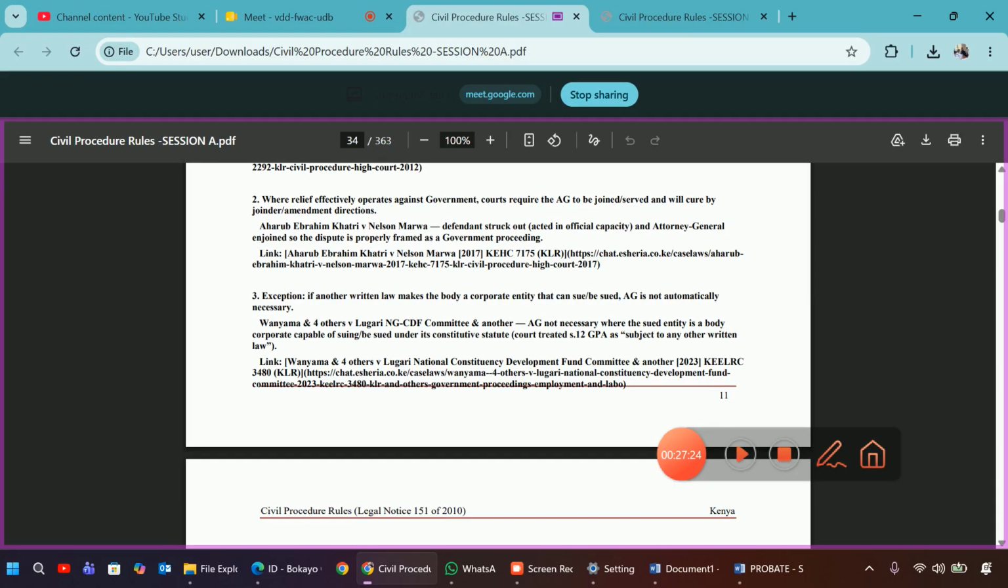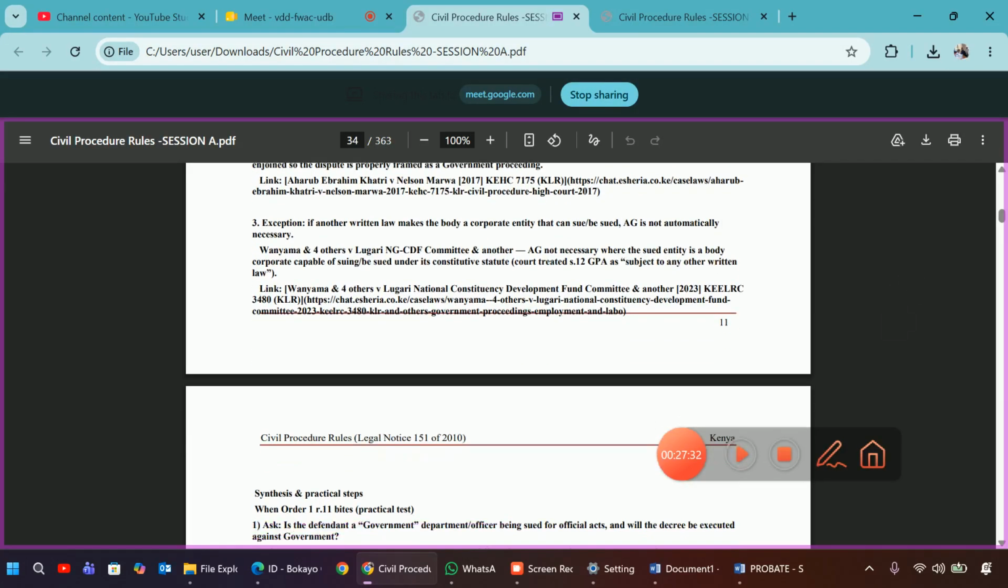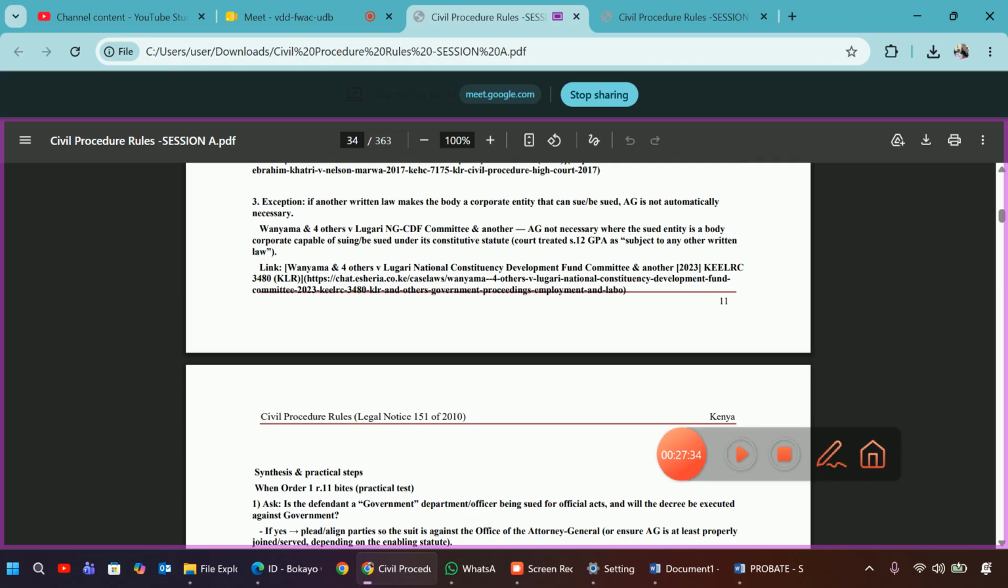So, exception. If another written law makes the body a corporate entity that can sue or be sued, the AG is not automatically necessary. That is a decision known as Wanyama versus Lungari and GCDF Committee, where the AG is not necessarily required where the sued entity is a body corporate capable of suing or being sued under its constitutive statute. Courts treated Section 12 of the GPA as subject to any other written law.